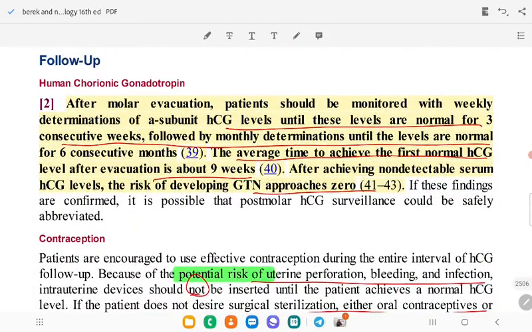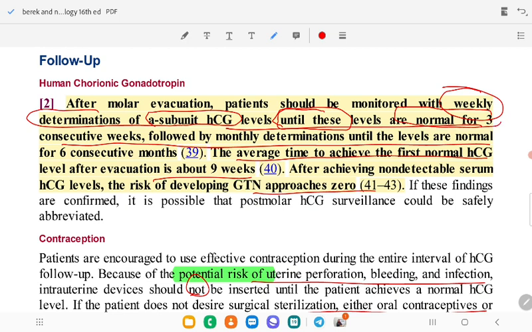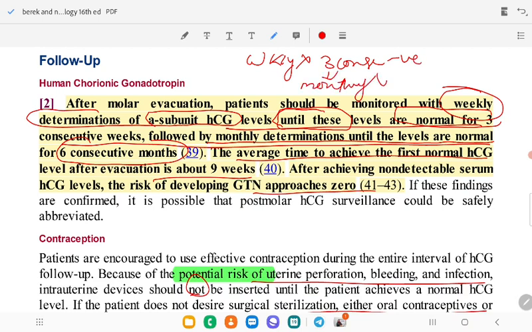Follow-up: how will we do follow-up? After molar evacuation, patients should be monitored with weekly beta hCG determination of the alpha subunit until the level is normal for 3 consecutive negative values, followed by monthly measurements until the level is normal for 6 consecutive months. Weekly for 3 consecutive negatives, then monthly for 6. The average time to achieve the first normal hCG level after evacuation is about 9 weeks. After achieving non-detectable serum hCG, the risk of developing GTN is approximately 0.